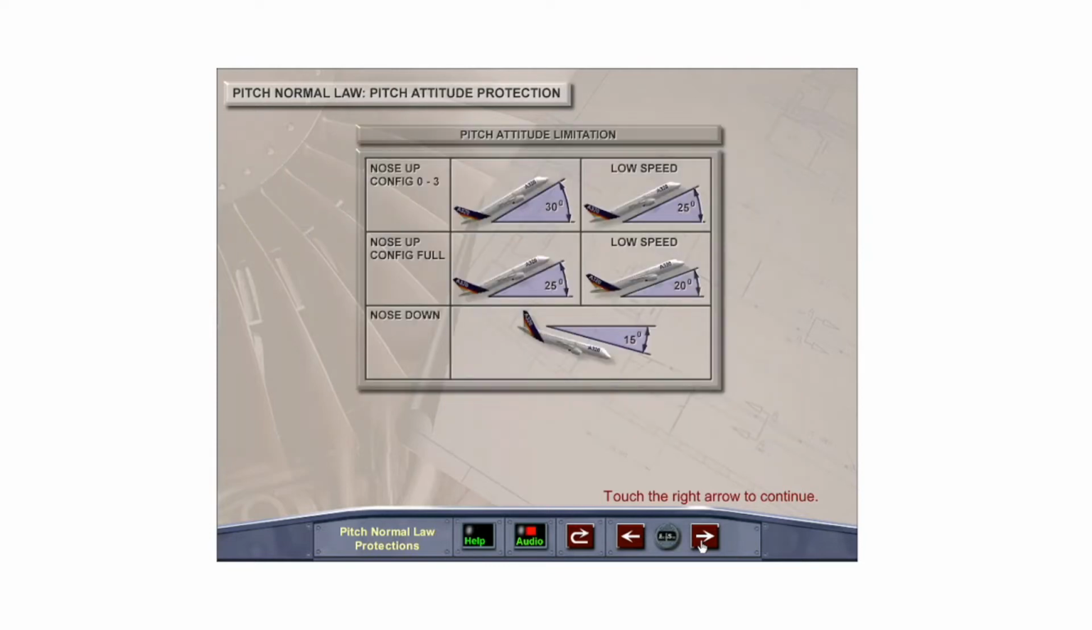Pitch attitude is limited to a maximum of 30 degrees nose up in config 0 to 3, progressively reduced to 25 degrees at low speed, and with the flaps in the full position is limited to 25 degrees nose up, progressively reduced to 20 degrees at low speed. Nose-down pitch attitude is limited to -15 degrees. These limits were chosen to avoid entering the angle of attack and high-speed protection envelopes, which will be covered later.